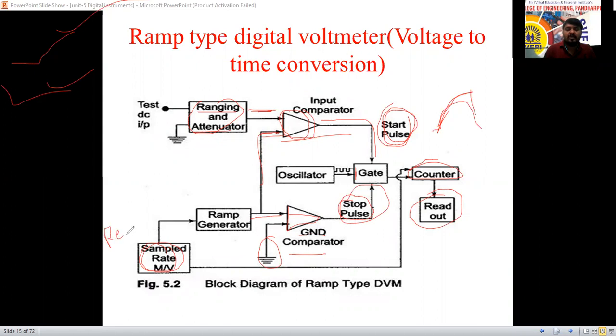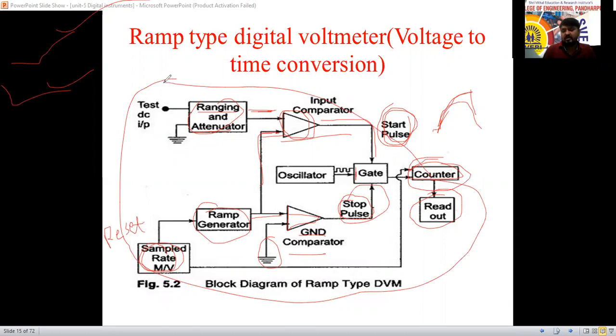This is the multivibrator. It is going to reset the ramp generator and the counter. So this is the simple operation of the ramp type digital voltmeter.